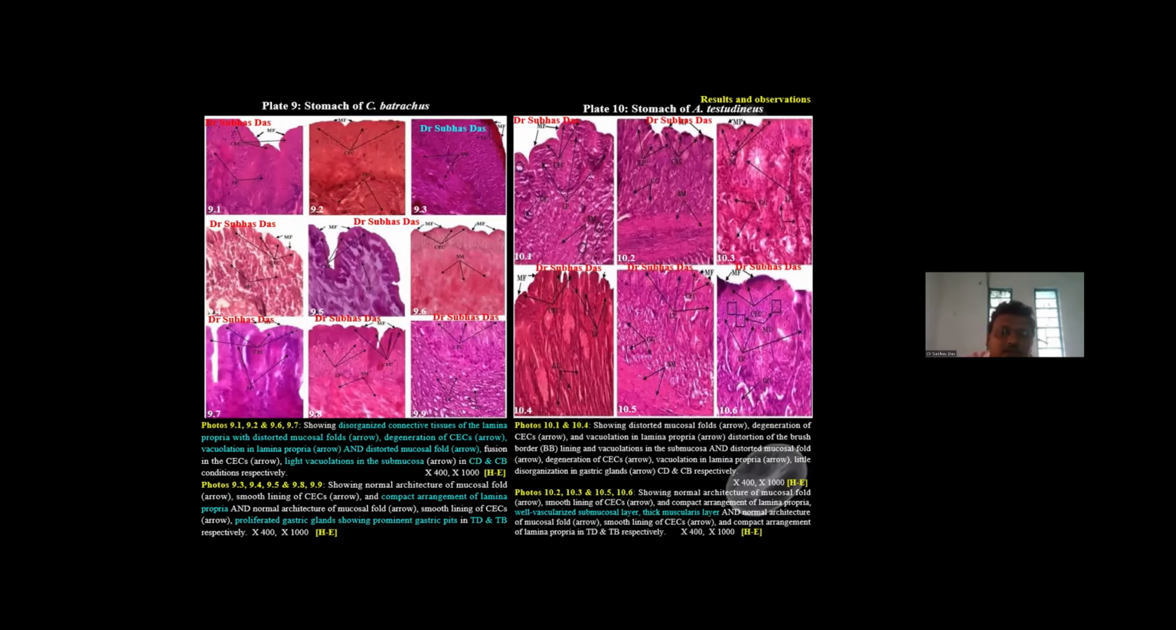where we can see the degeneration of the connective tissues of the lamina propria, distorted mucosal folds, degeneration of the central veins, and vacuolations in the lamina propria, and distortion of the mucosal fold, light vacuolations in the submucosa. Whereas under the choline exposures, there is a compact arrangement of the lamina propria, and there are proliferated gastric glands showing predominant gastric pits.